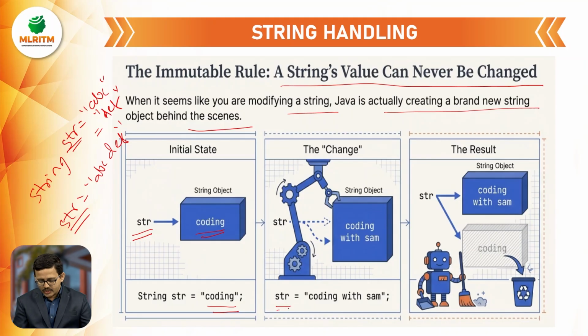Now you have modified str to coding with sam. So what's happening here? We are thinking that it is the same str, but actually this is a new string object, not the old one. The old object, coding, is going into garbage collection, and this str has a brand new object. The name is the same, but the object is changed.